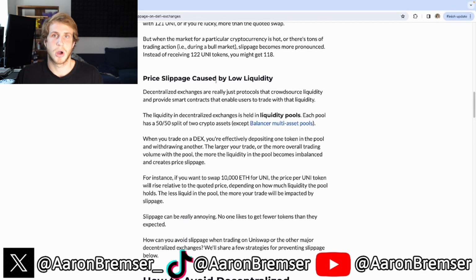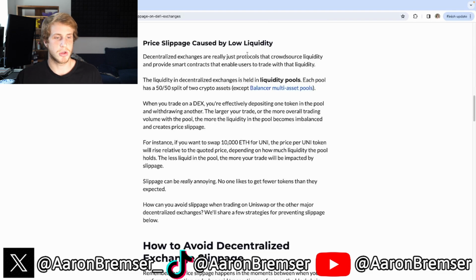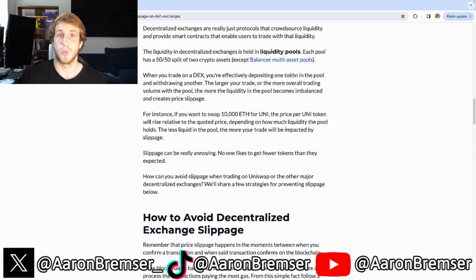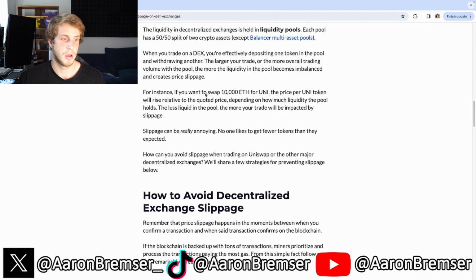But now let's talk about price slippage caused by low liquidity. Decentralized exchanges are really just protocols that crowdsource liquidity and provide smart contracts that enable users to trade with that liquidity. For the Internet Computer, it would be canisters. The liquidity in decentralized exchanges is held in liquidity pools. Each pool has a 50-50 split of 2 crypto assets. When you trade on a DEX, you're effectively depositing 1 token in the pool and withdrawing another. The larger your trade or the more overall trading volume with the pool, the more liquidity in the pool becomes imbalanced and creates price slippage. For instance, if you want to swap 10,000 ETH for Uni, the price per Uni token will rise relative to the quoted price, depending on how much liquidity the pool holds.